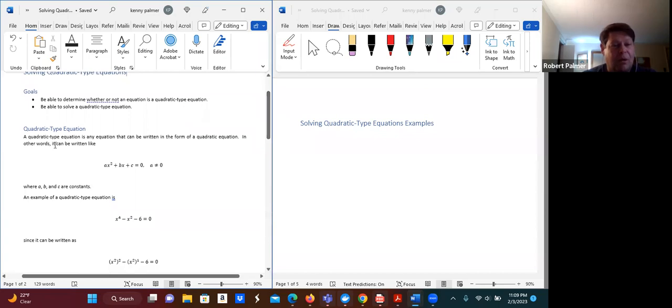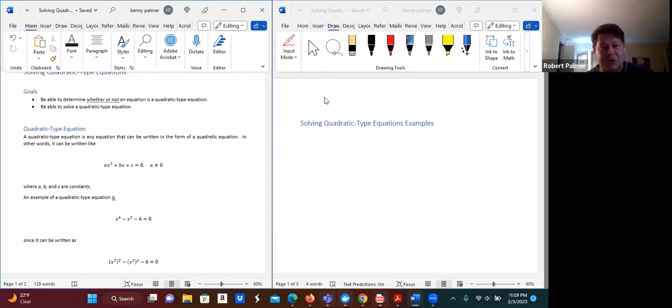Well, a quadratic type equation is any equation that can be written in a form that makes it look like a quadratic equation. We know in general what one of those looks like. It looks like this: ax squared plus bx plus c equals 0, where a is not equal to 0, and a, b, c are constants. The only term that has to be here is the squared term. The other terms are optional. If you can make it look like that, you can actually solve it using quadratic equation methods, whether factoring, completing the square, or the quadratic formula.